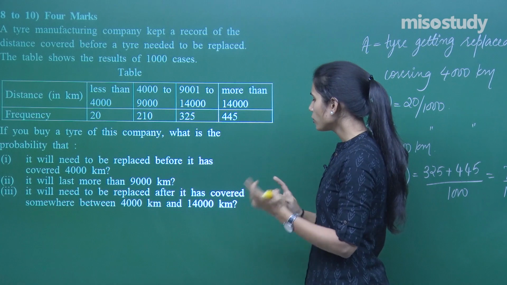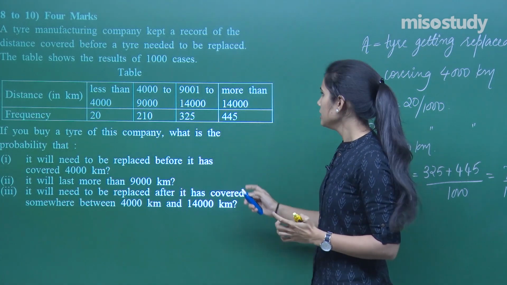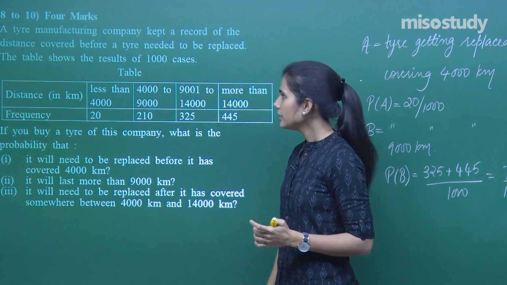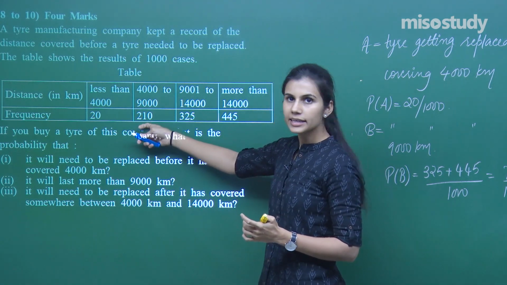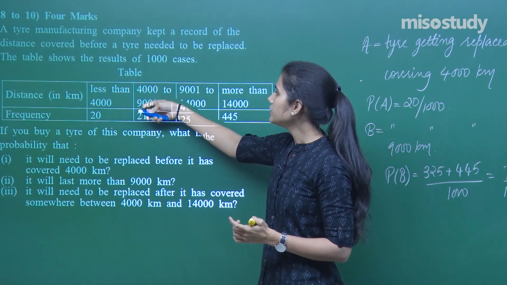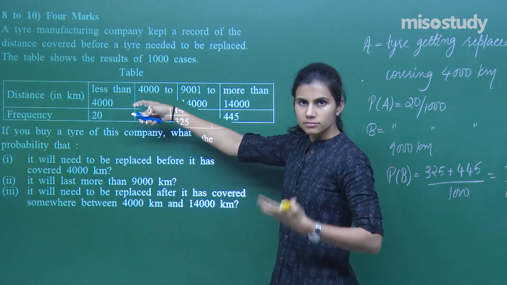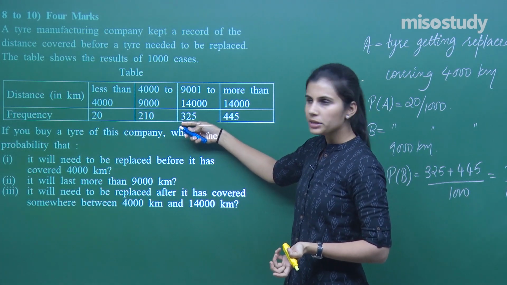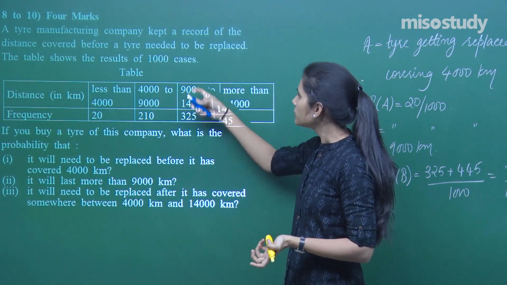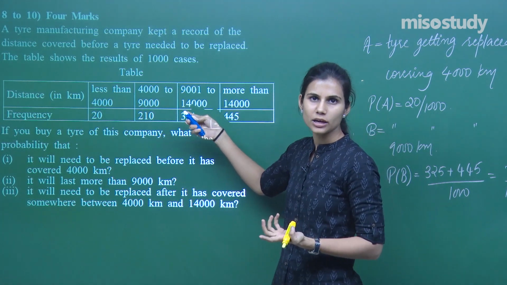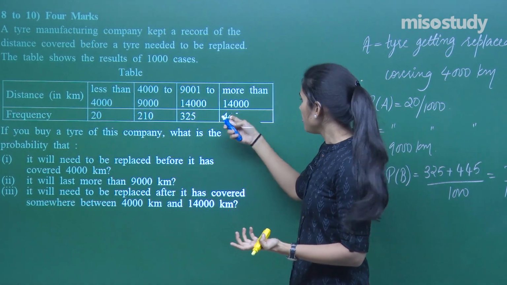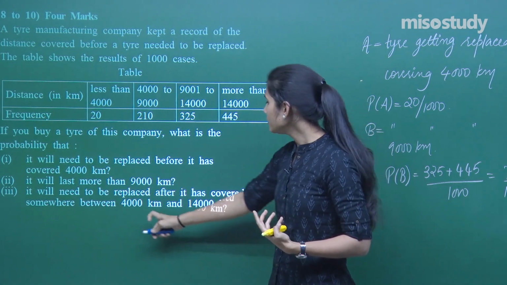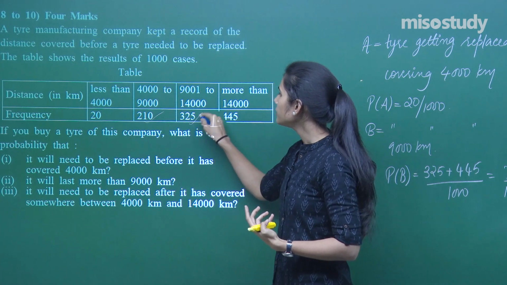Then if I define event C as it will need to be replaced after it has covered somewhere between 4000 to 14,000. Out of 1000 tires, 210 tires are replaced when they have covered distance in this range, which is after covering 4000, and 325 tires need to be replaced after covering distance in this range, which is between 9000 to 14,000, that means less than 14,000. These are which are getting replaced after covering 14,000 kilometers. So in the range of 4,000 to 14,000, I have these two numbers.